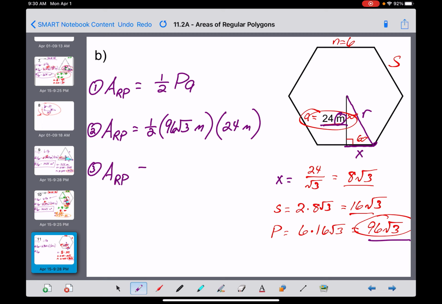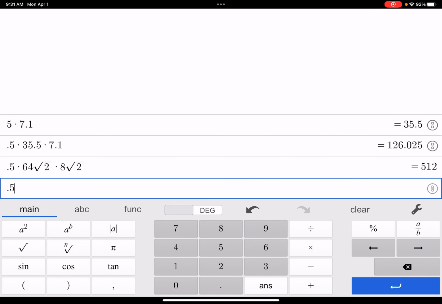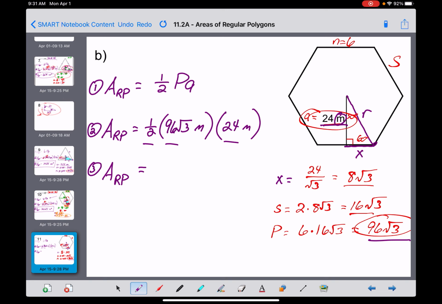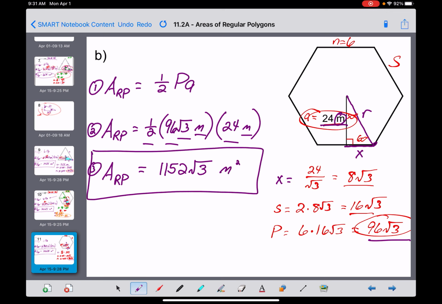Area of a regular polygon is, I think I'm going to need some calculator help here. I'm going to leave out the root 3. I'm going to do 1/2 times 96 times 24, so 0.5 times 96 times 24. That gets us 1152, so I'm going to write that down. The only thing I didn't put in there was the root 3, and if I want my answer exact, I'll just stick on that root 3 at the end. Meters times meters is square meters. And that's our answer there to example 4B.